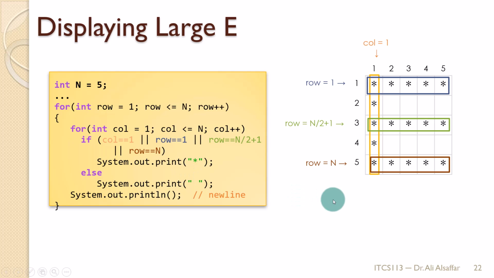So this is how we can think of displaying a shape of characters using nested loops, and the inner loop is responsible for either printing the character or printing a space.